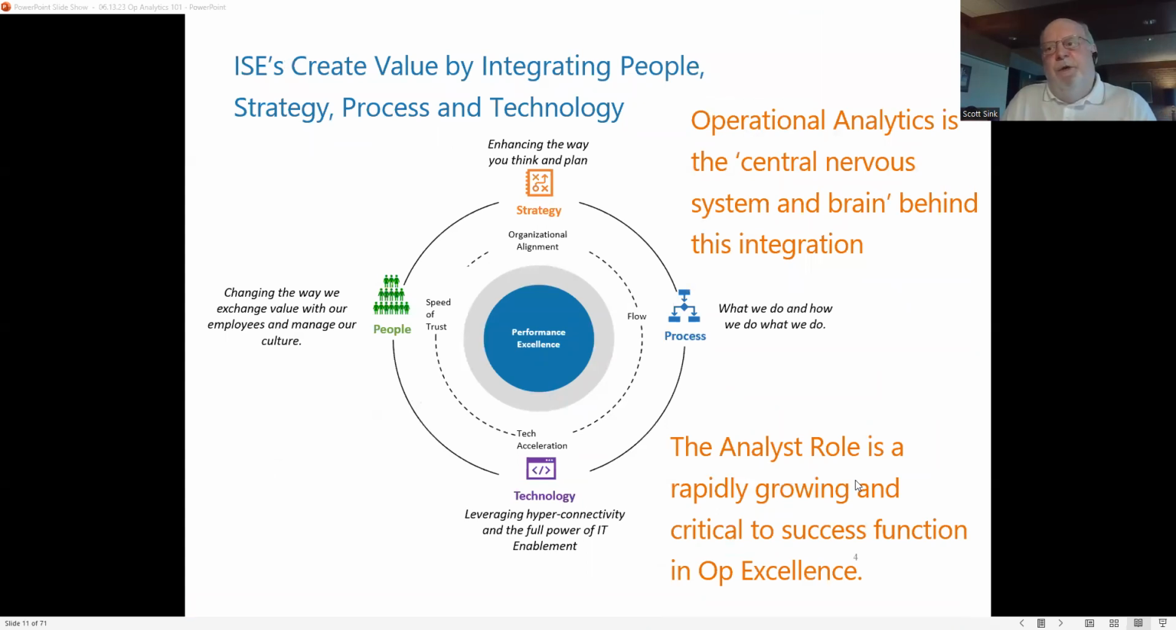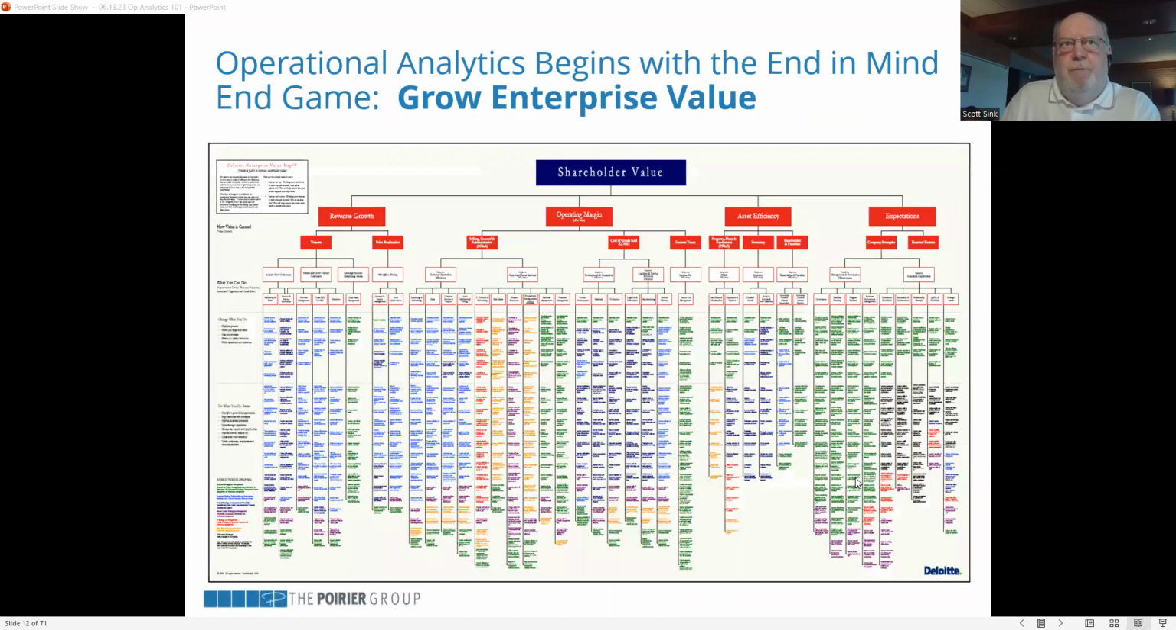Everything that we've been doing in this webinar series is really focused on the integration of people, strategy, process, and technology. And in that pursuit of performance excellence, by doing a better job integrating those four major components of an organizational system, operational analytics is really the central nervous system and the brain behind that integration. It really is that intelligent system that tells us how we are doing in terms of integrating these four things as we move forward, doing what our organizations do.